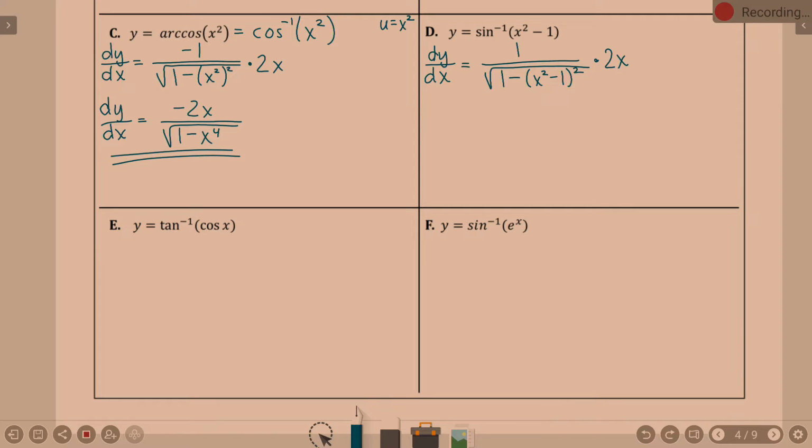Are we there? 1 over the square root of 1 minus the quantity x squared minus 1, squared. And then times, basically you're doing, if u is x squared minus 1, then du is 2x. Okay. Now, how much does this clean up? We're going to be doing some cleanup there.